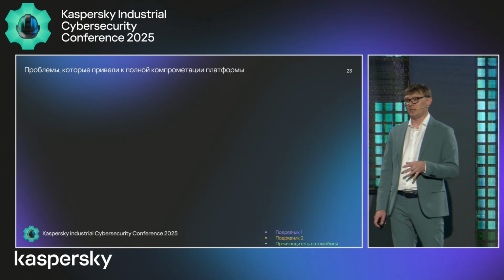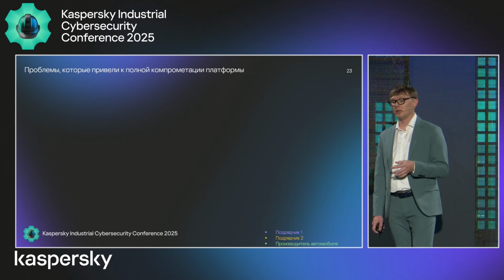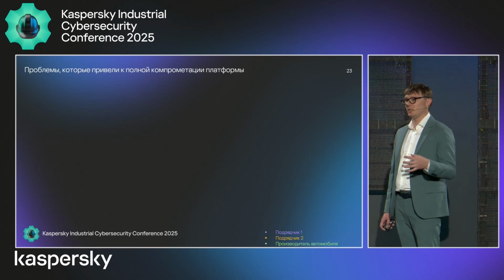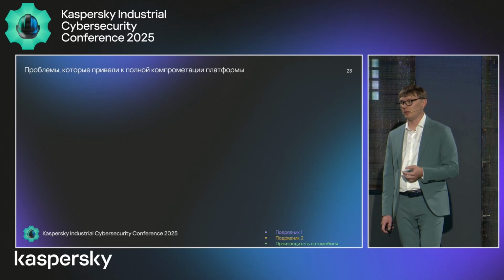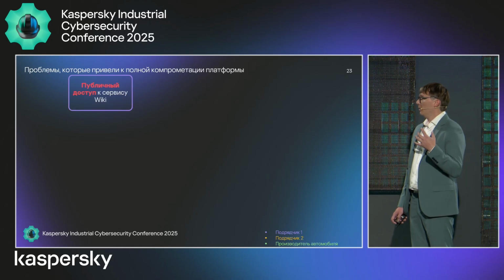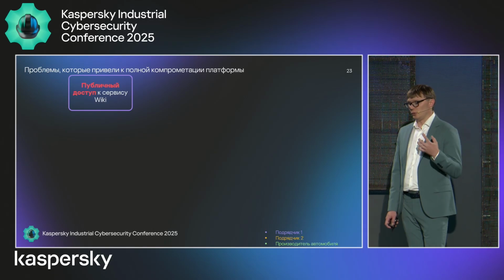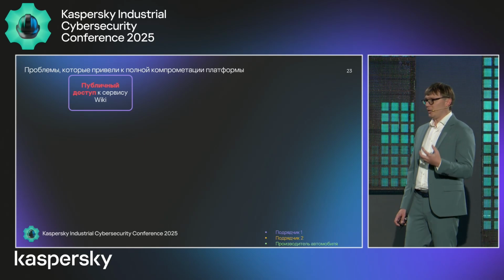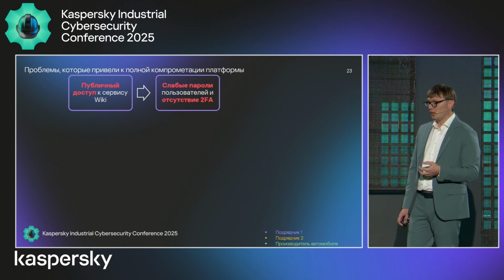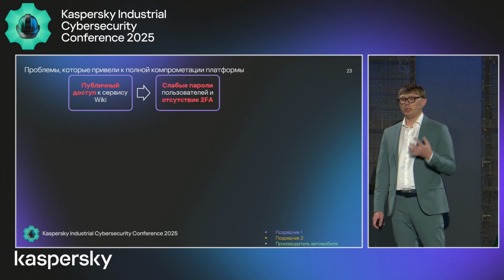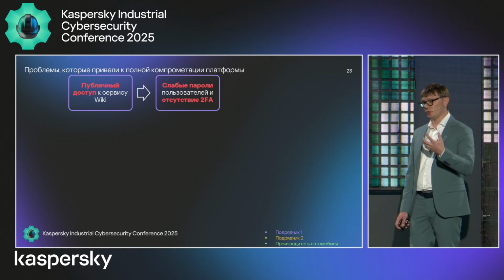A lot of people would say that we got lucky, and yes, there is a sense of luck in this audit. But the problems that led to the full compromise of the vehicles connected to the system are quite typical for the industry. First of all, what helped us compromise the system was that the supplier had a publicly accessible web service, and they used passwords, but not two-factor authentication.